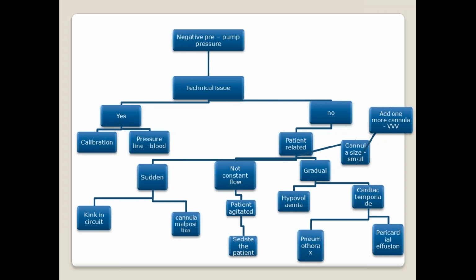So first we discuss poor flow. Once you put the patient on ECMO, the patient is on 5 liters of flow, and suddenly you don't get enough flow. The staff comes and tells you the flow has decreased to 2 liters or 3 liters. So you are not able to get proper flow. What you need to do is first look at the negative pre-pump pressures, how much it is, whether it is -5, -10, -20 or more than that. If it is more than -40, then that means you need to infuse fluids. Look at technical issues.